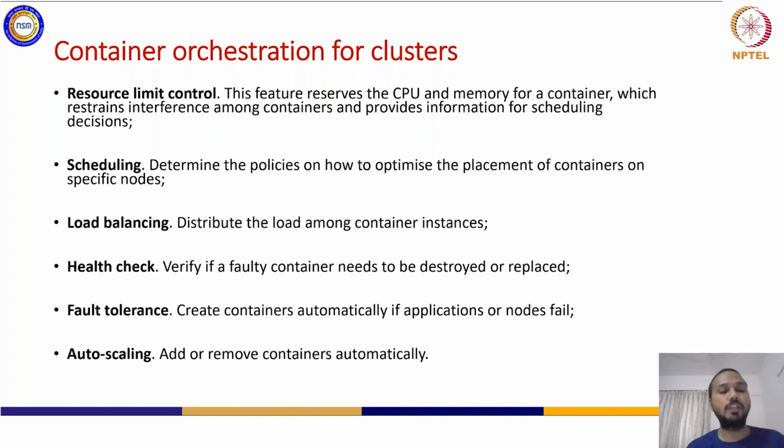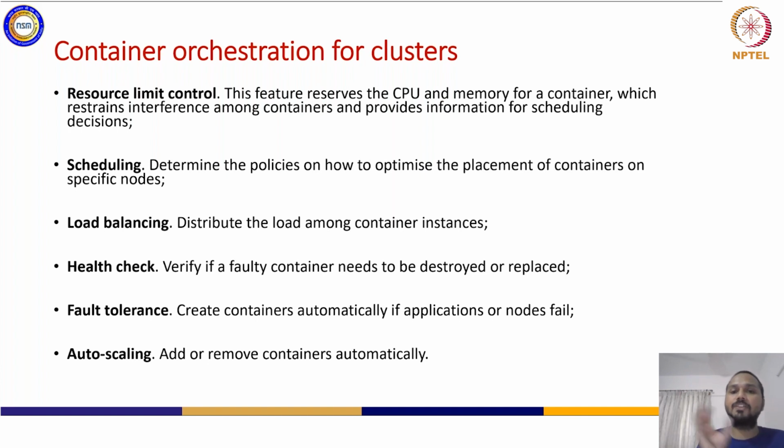You need to do a certain amount of health checking, like if there is any problem or a faulty container that needs to be destroyed or replaced. So certain amount of health checking. And what about fault tolerance? You can create a container automatically if a particular node fails. If even one particular node of Google fails when you do a search, it doesn't mean that the whole network is down, right? You will still be able to do that.